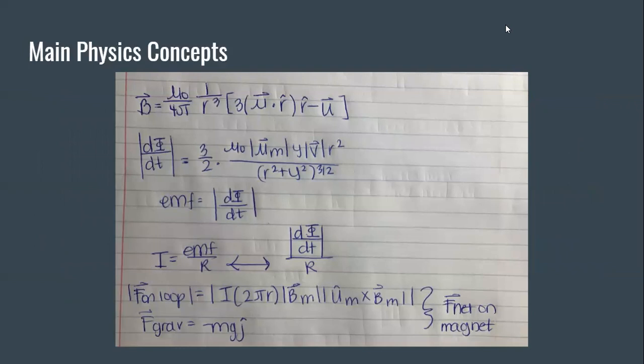So I wrote out some of the main equations that were used in this experiment. I don't need to go through each of them separately, but all of these were used in my GlowScript model in order to model the motion of the magnet through the tube. And they include the magnetic force, the change in flux over time, how to calculate EMF and current, and then the force on the loop and the force on the magnet from the loop, which is opposite and equal according to Newton's third law.